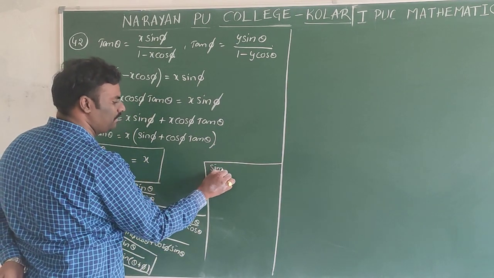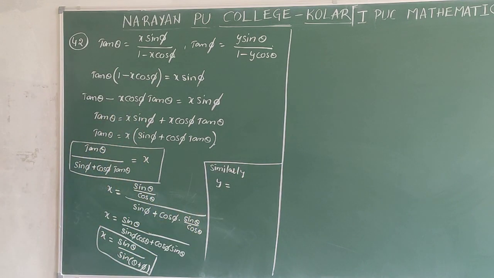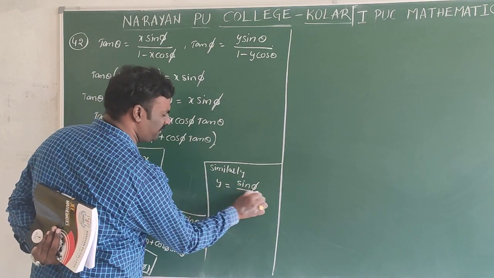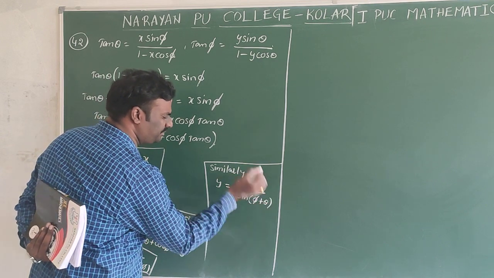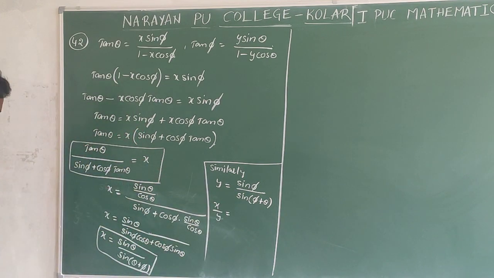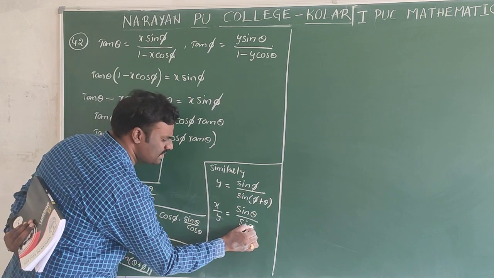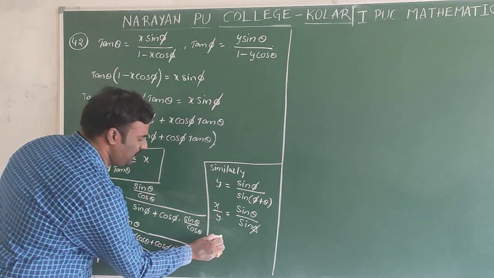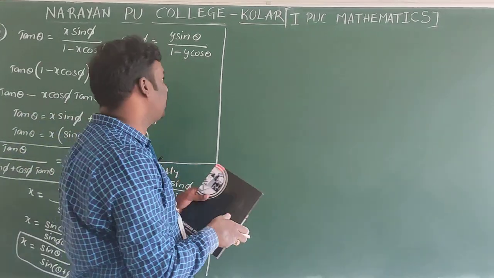Similarly, y equals sin pi by sin of pi plus theta, where in place of theta you replace pi, and in place of pi you replace theta. Now I am finding x by y. Both denominators get cancelled, and we get x by y equals sin theta by sin pi. It is the answer for question number 42. That is nothing but option B is the correct answer. Next, 43.